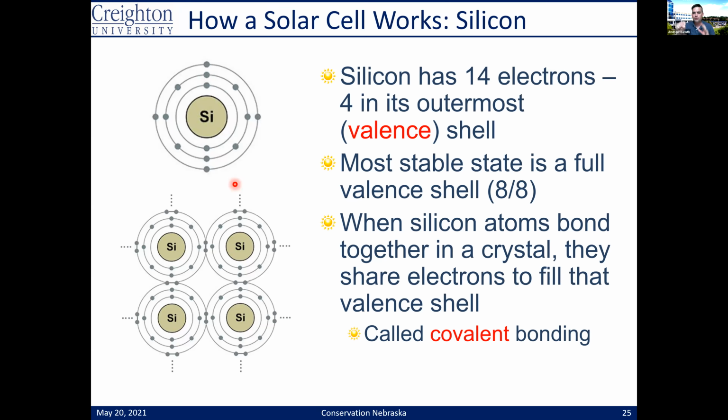So it's going to want to start grabbing onto other things to try and get more and more electrons. Now, it turns out that silicon with itself makes a beautiful crystal. So we can put silicon with silicon with silicon with silicon. And what happens is the silicon atoms decide to share their electrons. We call that covalent bonding.